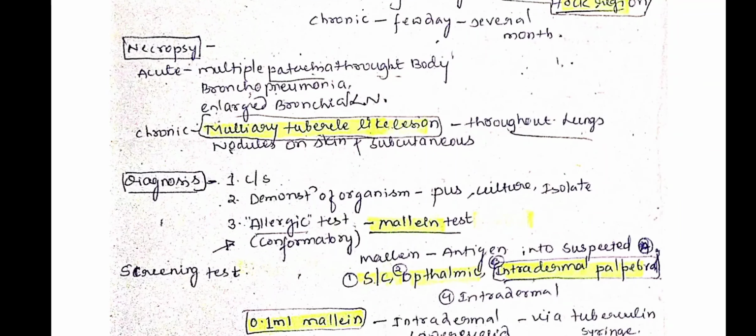Now when we go for necropsy, one can find in the acute condition multiple petechial hemorrhages throughout the body, and bronchopneumonia, and enlarged bronchial lymph nodes will be there.